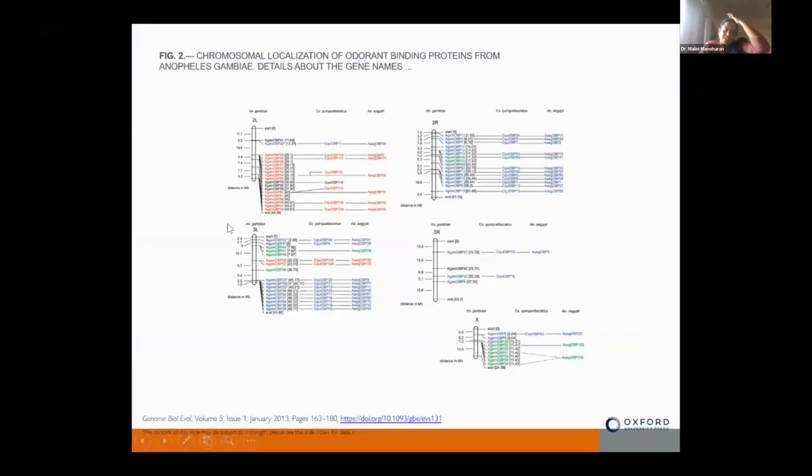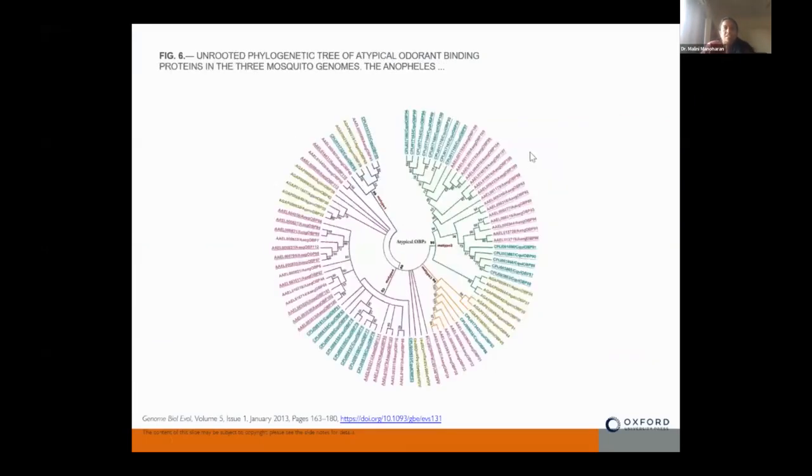So we also went ahead and mapped these sequences on different chromosomes, and we figured out that subfamilies have preferred chromosomes, and these chromosomes were identical in the three different mosquito species and so on. And we characterized each of the subfamilies.